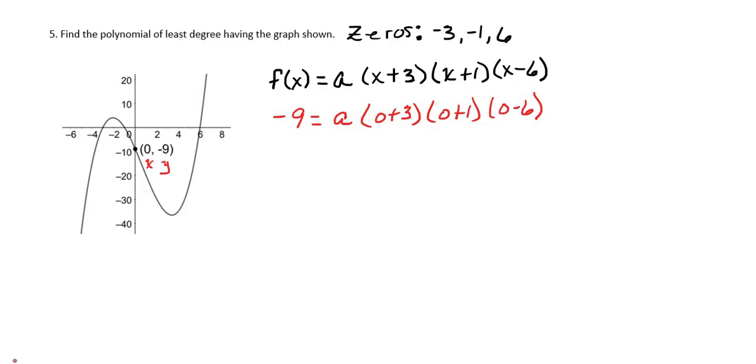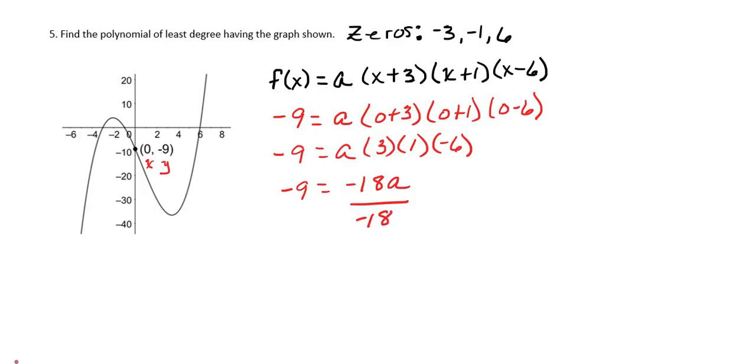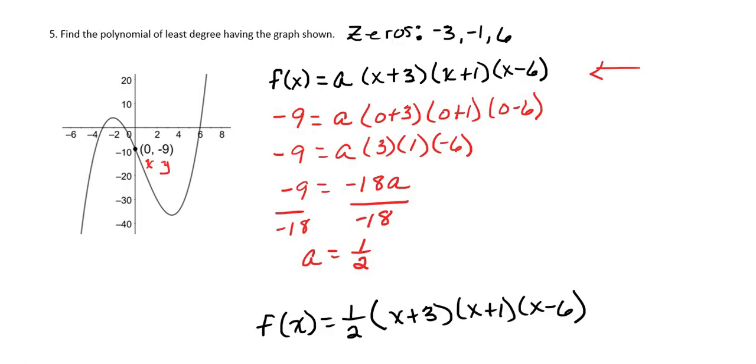I'm going to start by simplifying what's in parentheses. Then I'm going to multiply all of those numbers that are in parentheses. Now I have a simple one-step equation. I need to divide both sides of my equation by -18, and I get A to be 1/2. So now I plug this A back into my original general form of my function, and there's my answer.